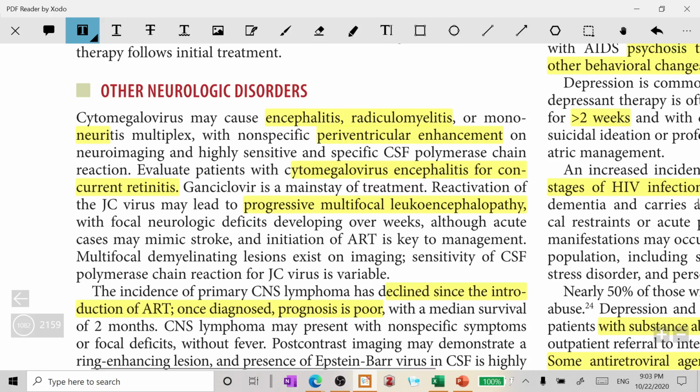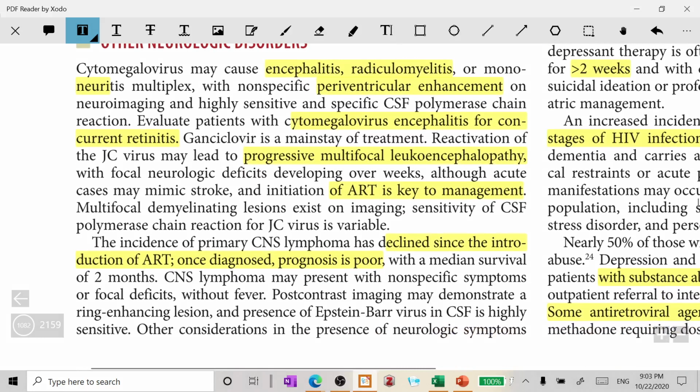Ganciclovir is the mainstay of treatment. Sometimes there might be reactivation of JC virus, which may lead to progressive multifocal leukoencephalopathy, with neurological deficits developing over weeks. Although it is subacute, it may mimic stroke, and initiation of ART is key to management in these patients. Multifocal demyelinating lesions exist on imaging. Sensitivity of CSF PCR for JC virus is variable, and the incidence of primary CNS lymphoma has declined since the introduction of ART. Once diagnosed, the prognosis is poor. The median survival is around 2 months.